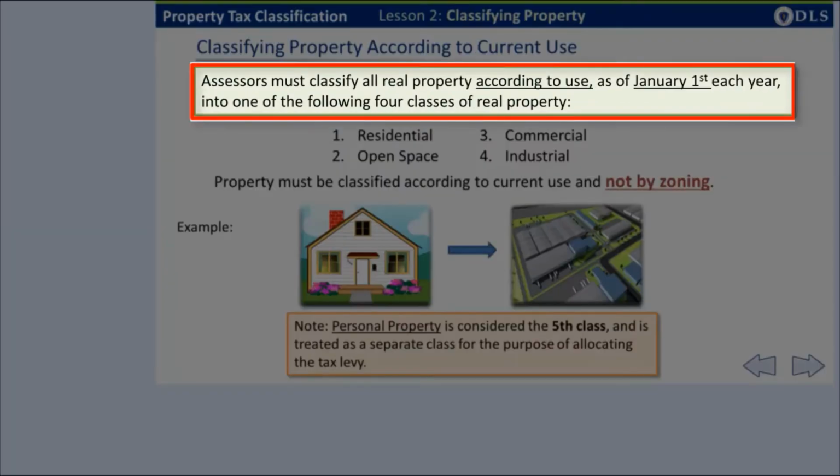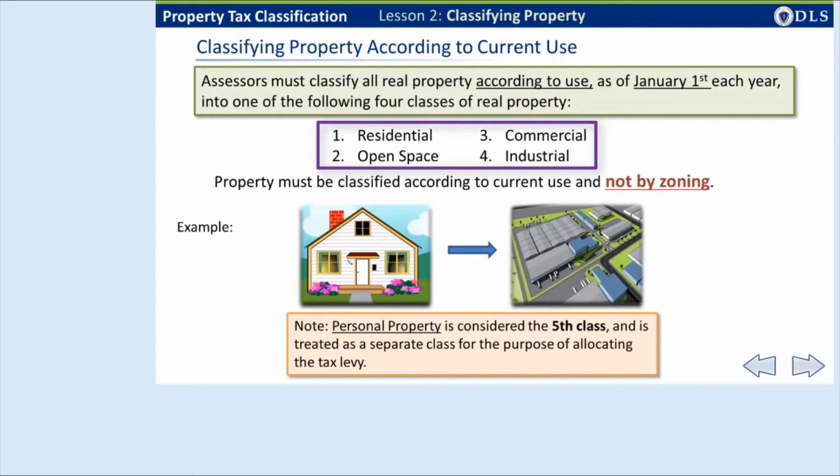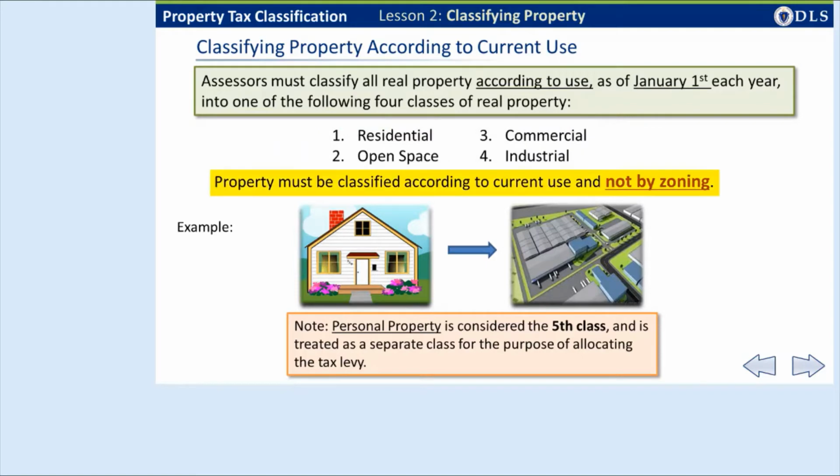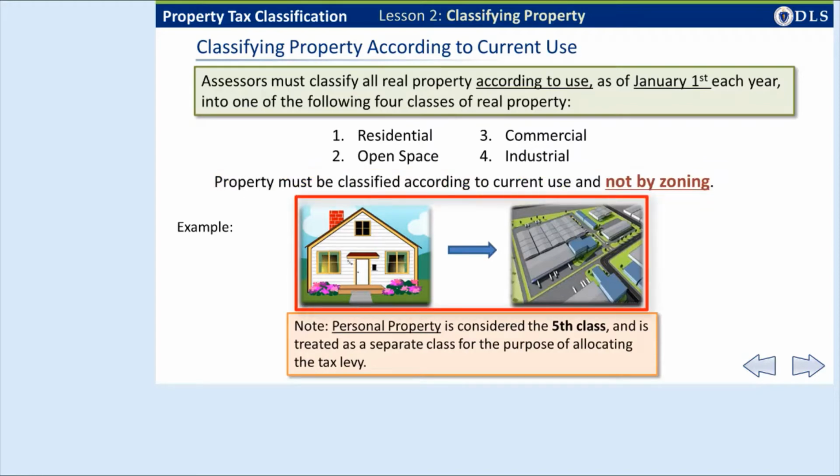Assessors must classify all real property according to use, as of January 1st each year, into one of the four classes of real property: residential, open space, commercial, and industrial. Real property must be classified according to use and not by zoning. As an example, assessors can classify a house located in an industrial park as residential, even if the area is zoned for industrial and the market indicated that it would most likely sell as an industrial parcel.